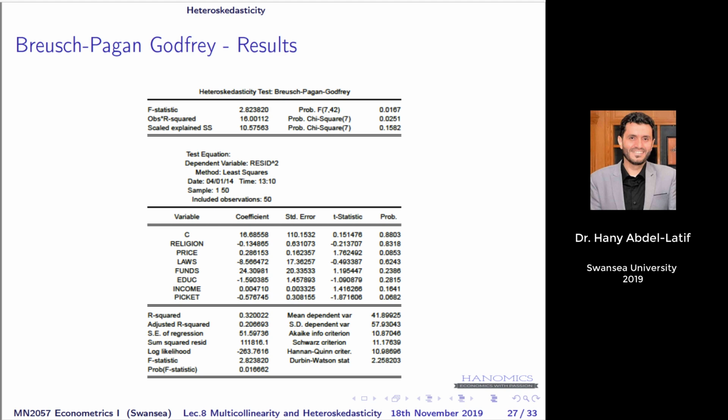We have the presence of the problem, or the presence of heteroskedasticity, which means our error has a non-constant variance. So the variance is not constant. Okay, so this is one way. Another way is to do the White test.